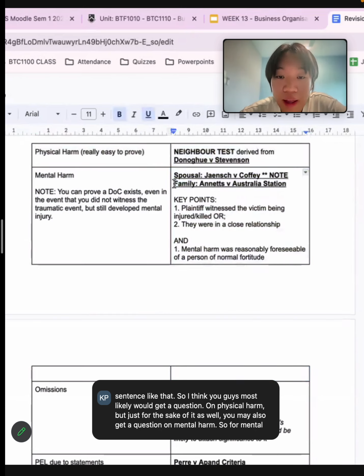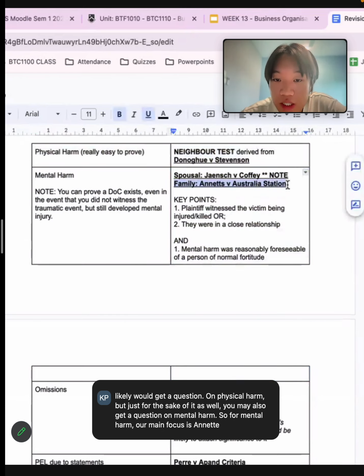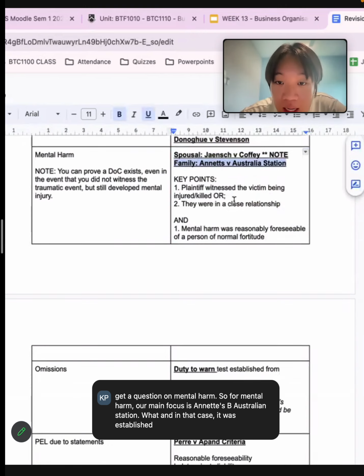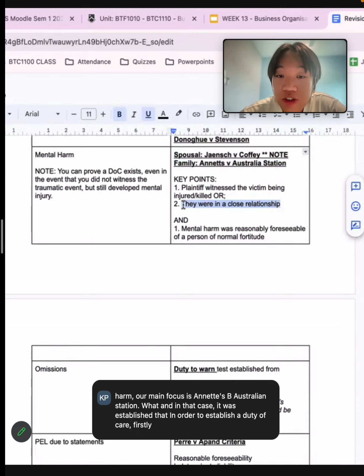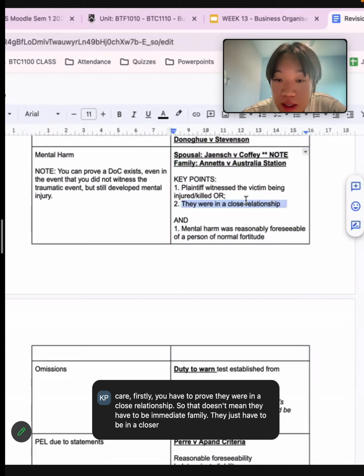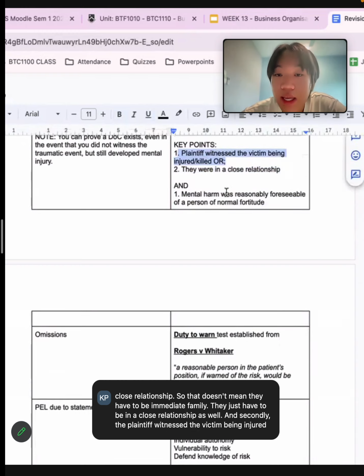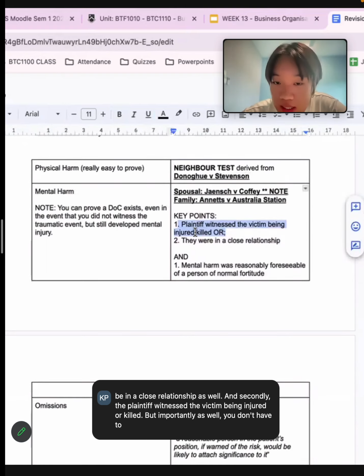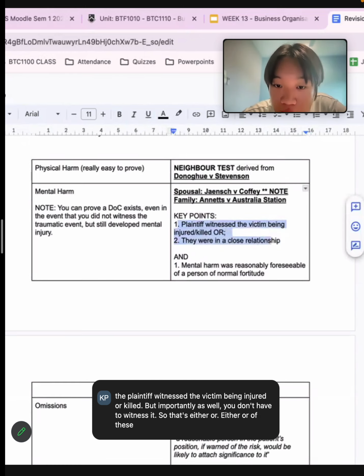So for mental harm, our main focus is Annetts v Australian Stations. And in that case, it was established that in order to establish a duty of care, firstly, you have to prove they were in a close relationship. So that doesn't mean they have to be immediate family. They just have to be in a close relationship. And secondly, the plaintiff witnessed the victim being injured or killed. But importantly, you don't have to witness it. So that's either or of these 2 points.